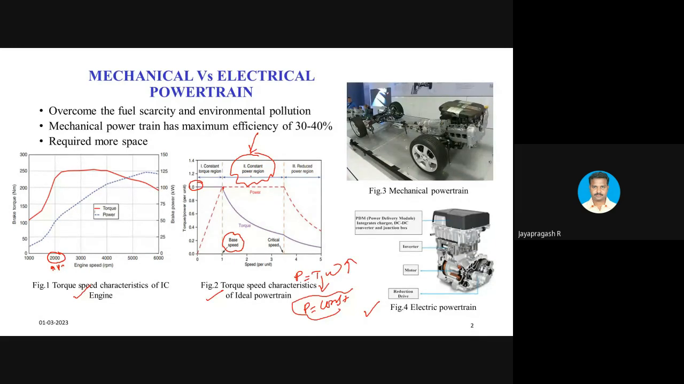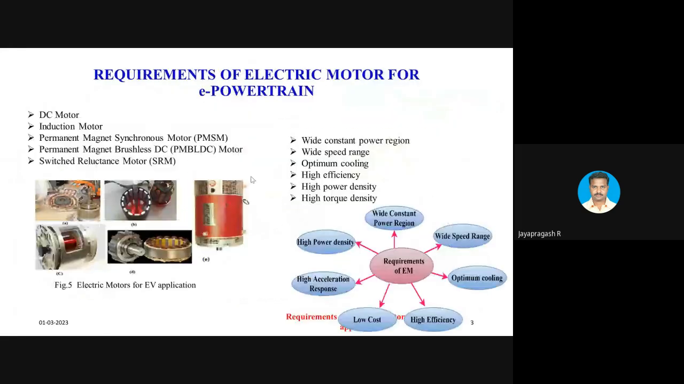So while choosing the electrical machine or electric motor, we have to account for all these factors as constraints. I hope we understood what a powertrain is, the difference between electrical powertrain and mechanical powertrain, and the difference between the torque speed characteristics of the IC engine and the electric motor used in the electric powertrain. Right. So let us discuss the requirements of an electric motor for the e-powertrain.